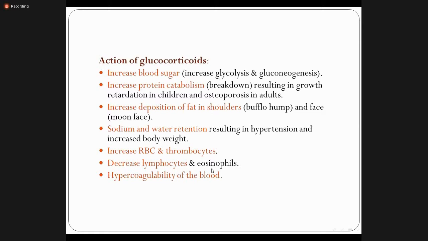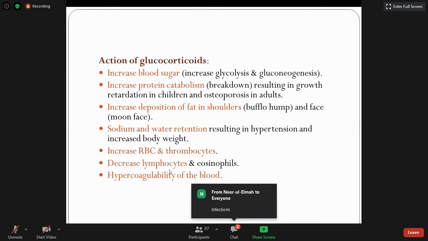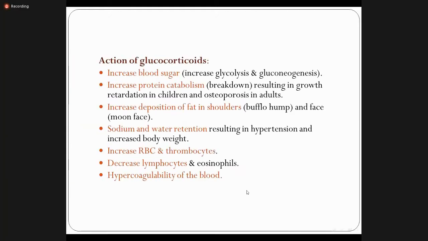Decrease in lymphocytes and eosinophils, right? One of the important immune activities is controlled by the lymphocytes. So when there are decreased lymphocytes, that means immunity is going to be suppressed or decreased. So there are increased chances of opportunistic infection, right? When there is decreased lymphocytic activity or immunosuppressive activity, what will happen? There are increased chances of opportunistic infection, right?